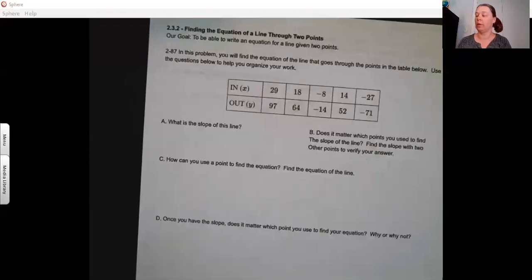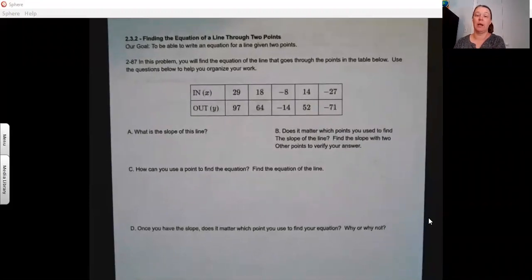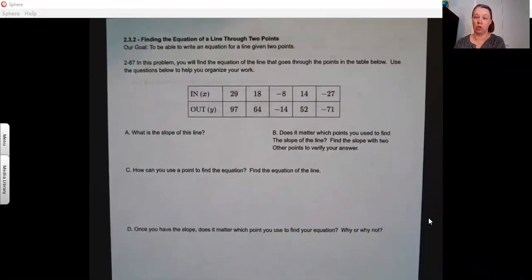Hello, algebra students. Today we are going to talk about section 2.3.2, which is writing an equation for a line given 2 points. So we've talked about if we have a slope and a point, how we can write an equation for a line. Our goal today is to be able to write an equation for a line given 2 points.